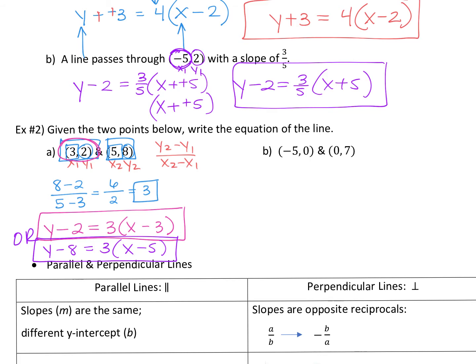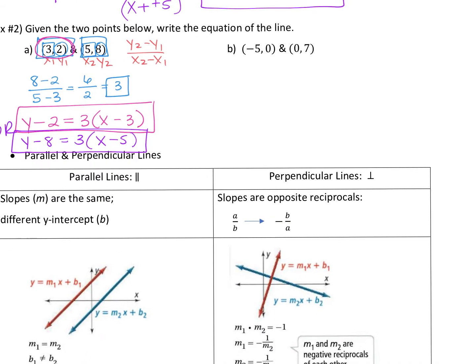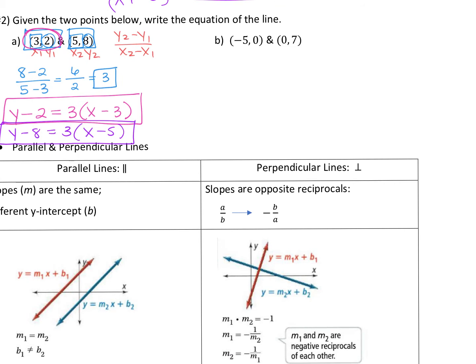Okay, excuse me. Letter B. What's the slope of that line?